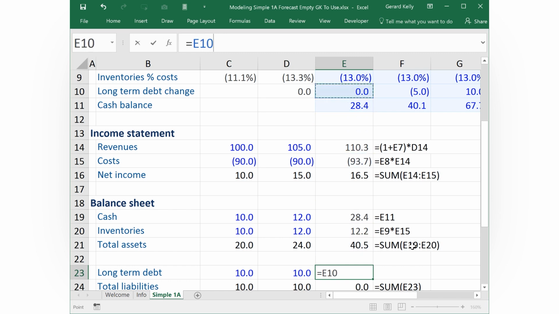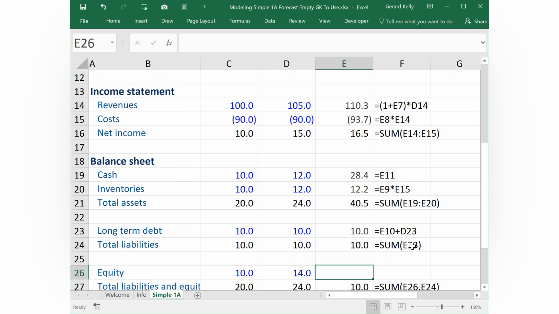It says long-term debt change. Well, there's going to be no change from the previous year, so I will add 0 onto last year's 10. Debt hasn't changed. The last one is equity, and there's no specific assumption given to us for equity. So I now need to ask myself, well, what could go up and down? Well, it could be share issuance or repayment, but right at the top of the model, it said there was going to be no share issuance or repayment.